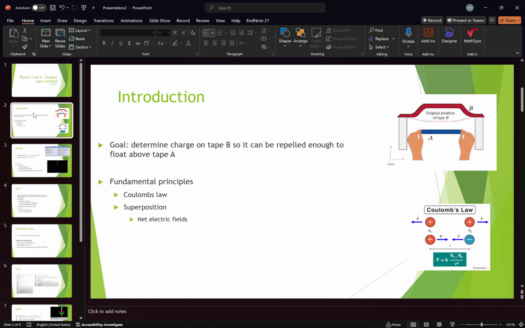The fundamental principles of this lab are Coulomb's law, and you can see the equation for Coulomb's law in the bottom right corner. You have the electric fields turning into forces from the net electric field and the positive and the negative charges. The other fundamental principle is the law of superposition, where there are multiple charges away from an observation point, and at that observation point you sum the electric fields to get a net electric field, which is what is used in this lab.